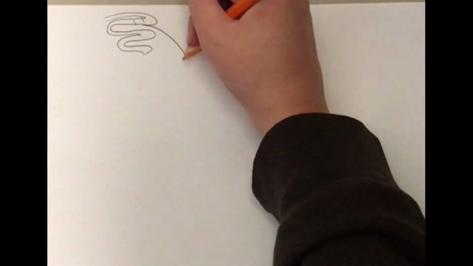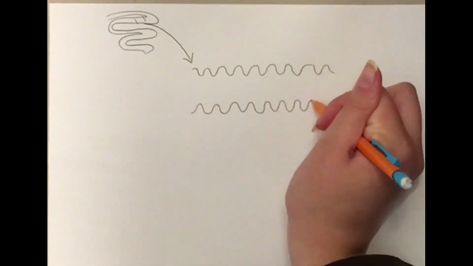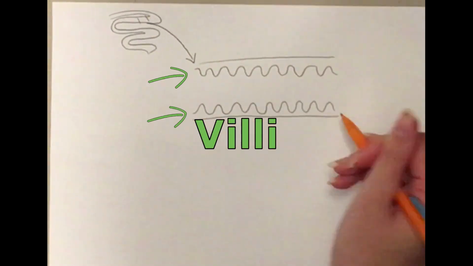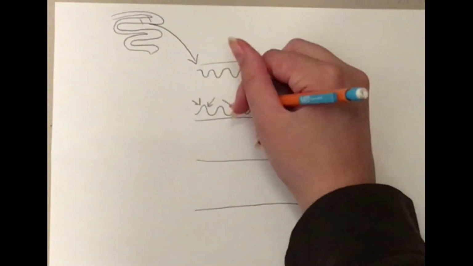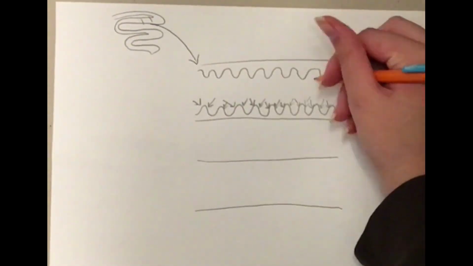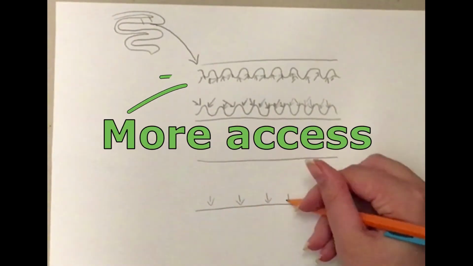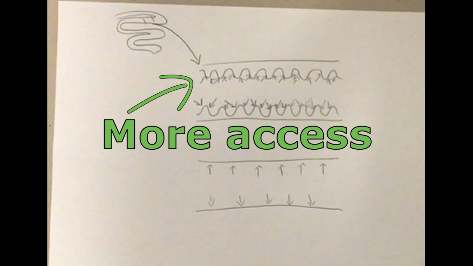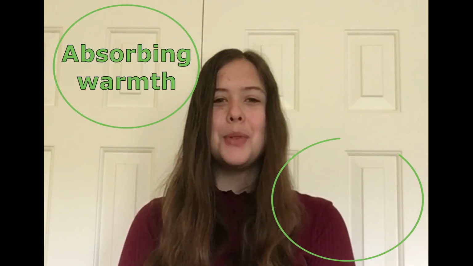Another example of how surface area to volume ratio is important in our biology is how we get nutrients from food. In our small intestines, we have tiny projections called villi that help increase the surface area to volume ratio. This helps us absorb nutrients faster because the villi will have more access to the food than a completely smooth surface would. So now you know 2 of the many ways surface area to volume ratio is important in biology: absorbing warmth and absorbing nutrients.